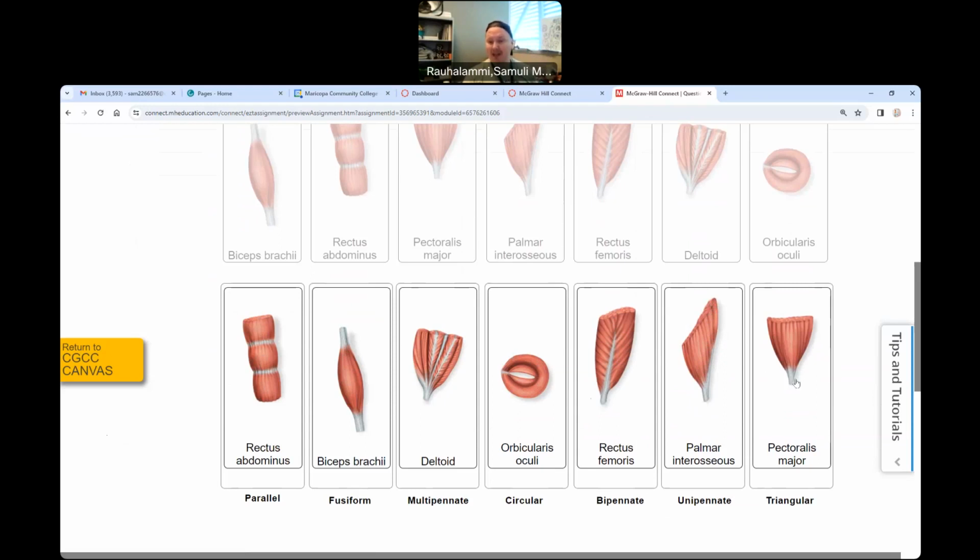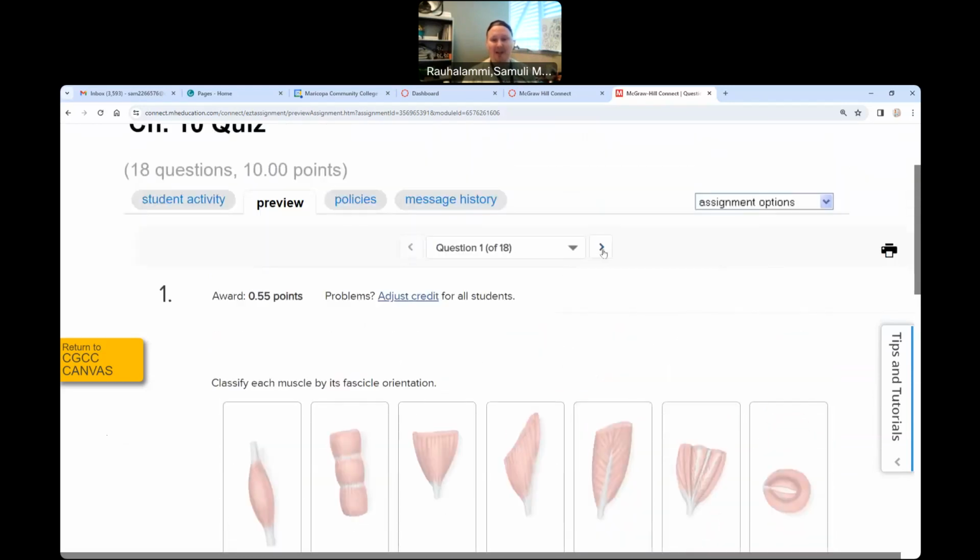And finally, we're seeing the shape of the muscle as triangular. For example, pectoralis major would be a good example of that. I described that also as a convergent muscle. So sometimes you see a few different ways of describing muscles as well.